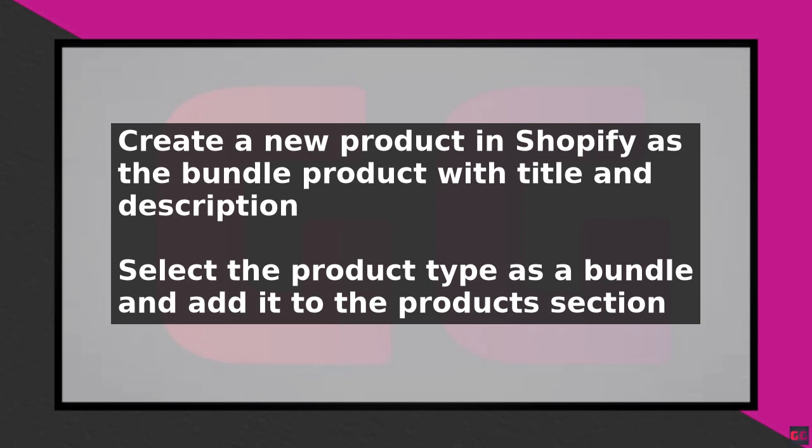This will be the bundle product. Go to the Products section and click on Add Product. Enter a title and description for the bundle, and make sure to select the product type as a bundle.